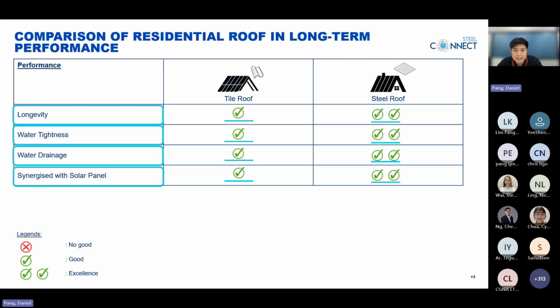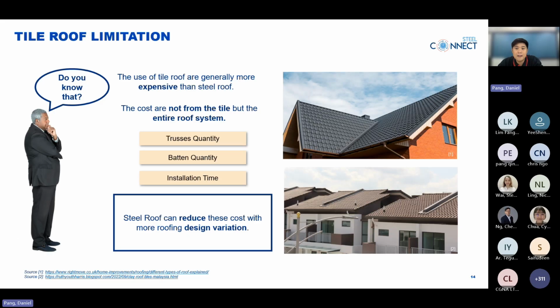So as we can see here, tile roof provides good performance, but steel roof provides excellent performance. In a different way to look at this comparison, tile roof provides adequate performance, but steel roof provides even more than that. Now we have seen the clear differences between tile and steel roof. Now back to the limitation of tile roof.